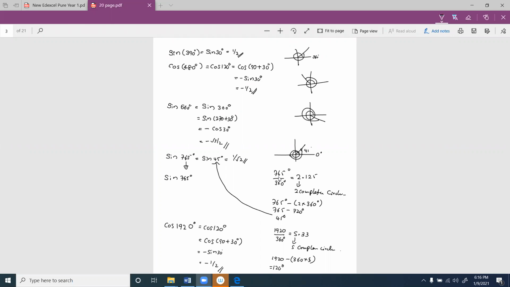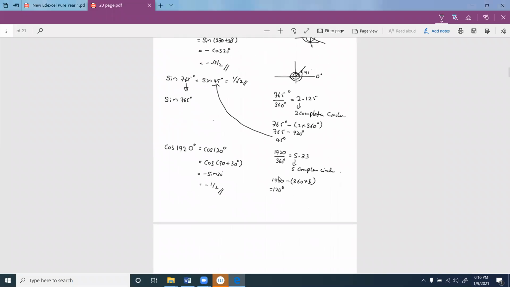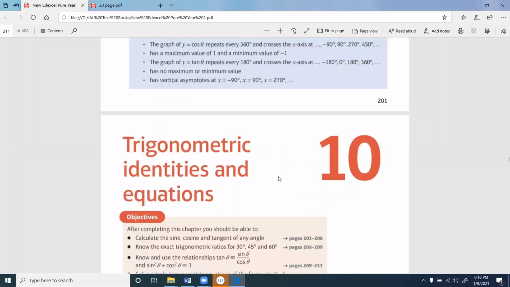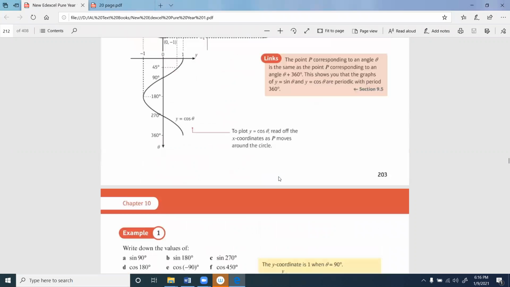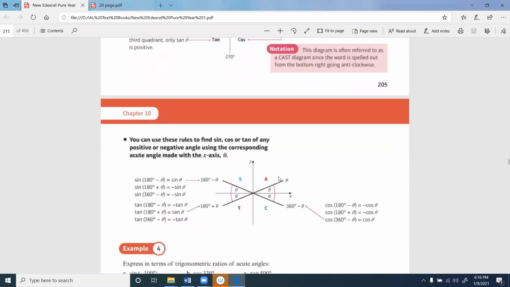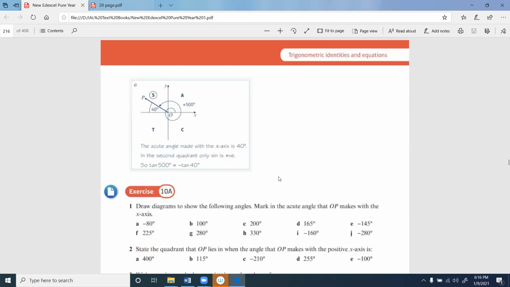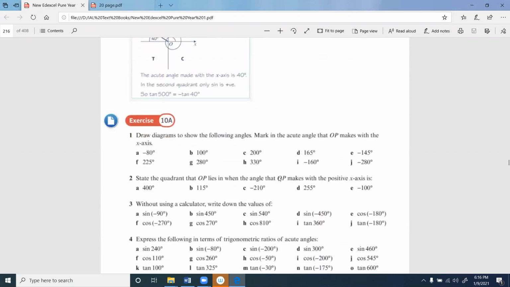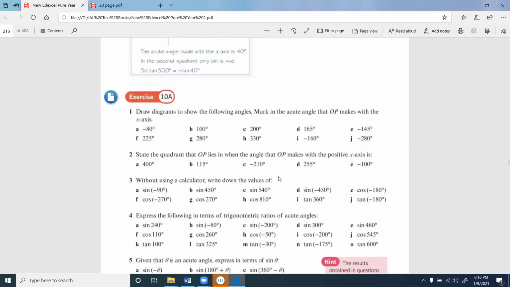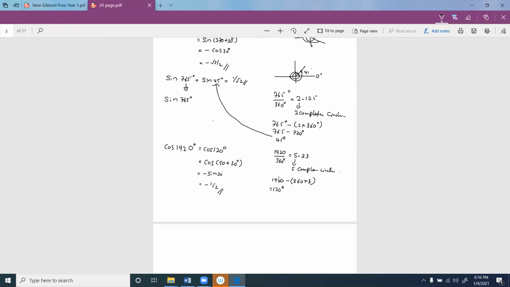Now we know how to handle any kind of situation like this. In the last class, we already learned how to sketch this graph. Here, draw a diagram to show the following angles and the acute angle OP makes with the x-axis. If you want to mark minus 80, or just the basic angle, they want you to draw a diagram only.